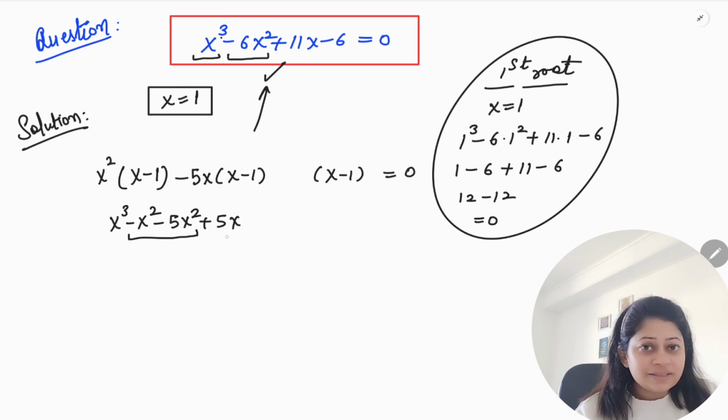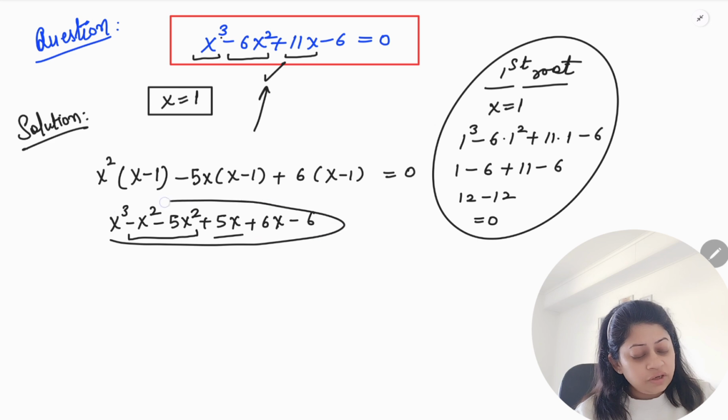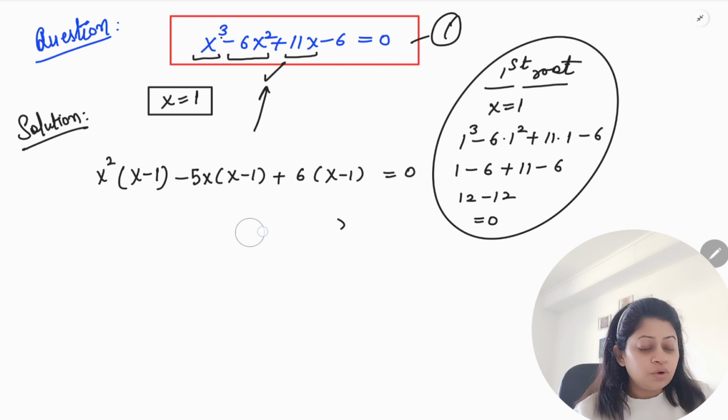Do you need 5x? No. What do you need? You need 11x, right? So how will I get 11x? I already have a 5. If I add 6x here, right, I will get 11x. And then I will multiply 6 with minus 1 as well. It will become minus 6. Now if you solve this equation, this is nothing but same as equation number 1, right? So this is how we try to solve this.